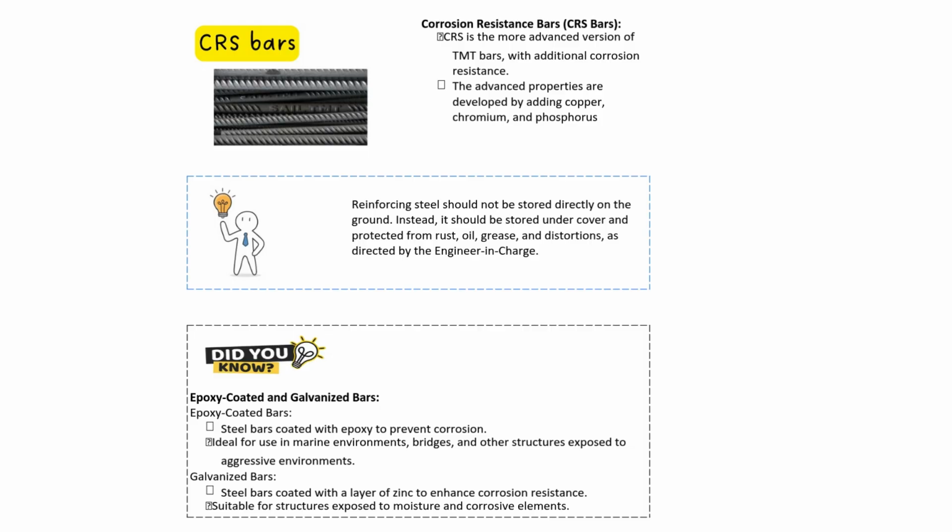Did you know? Epoxy-coated bars. These bars are coated with epoxy to protect against rust. Best for marine areas, bridges, and coastal zones. Galvanized bars. These bars are coated with zinc. Great for wet and corrosive environments. So, for long-lasting structures, use the right type of corrosion-resistant bars.